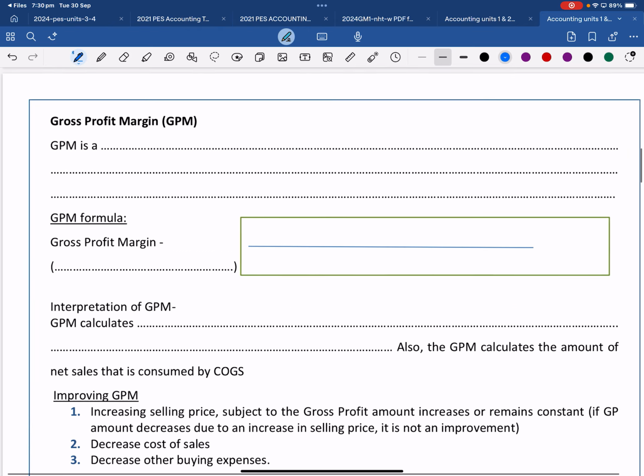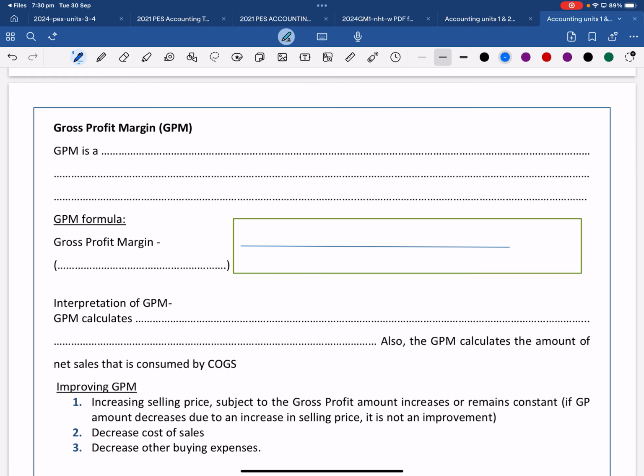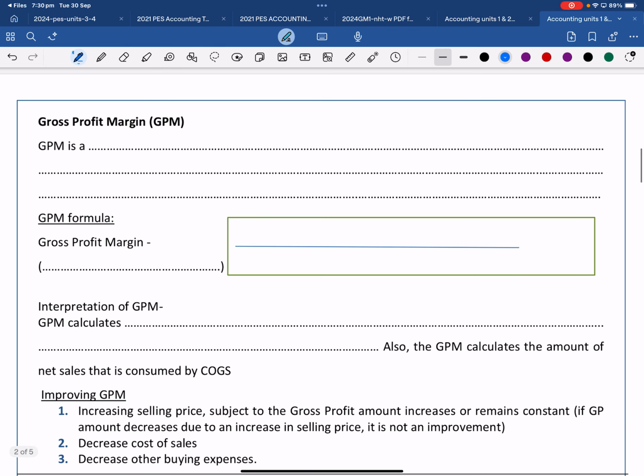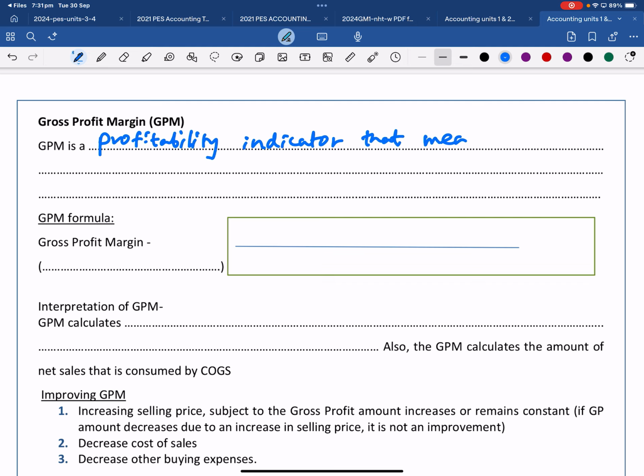You okay, guys? With the first page, gross profit margin, we will take down. GPM is a profitability indicator that measures the average markup by calculating the percentage.